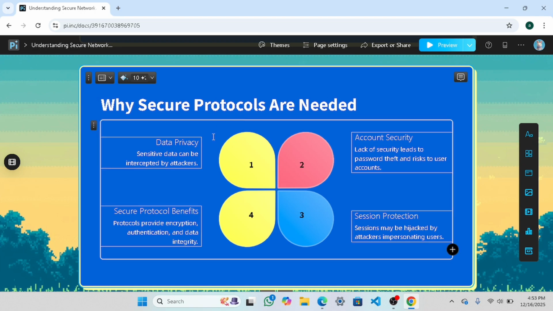Let's discuss data privacy first. What does that mean? Sensitive data can be intercepted by attackers. That is why data privacy is needed. Account security: lack of security leads to password theft and risks to user accounts, right? Secure protocol benefits: protocols provide encryption, authentication, and data integrity. These are the benefits. Session protection: sessions may be hijacked by attackers who impersonate users.